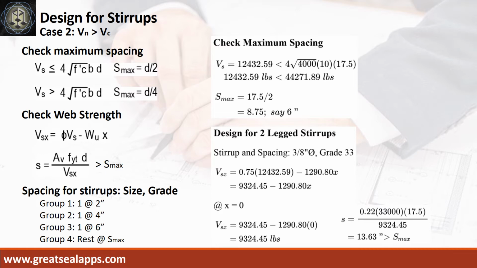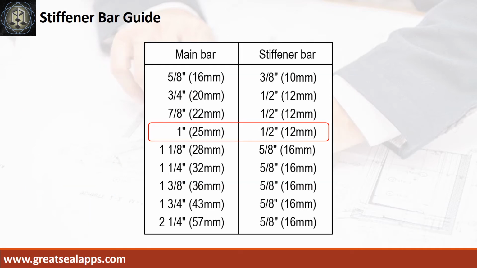The shear force at face of support is 9,324.45 pounds, and initial spacing at 13.63 inches. The stirrup spacing are as follows: 1 at 2 inches, 1 at 4 inches, rest at 6 inches. For 1 inch diameter main bars, use ½ inch diameter stiffener bars.